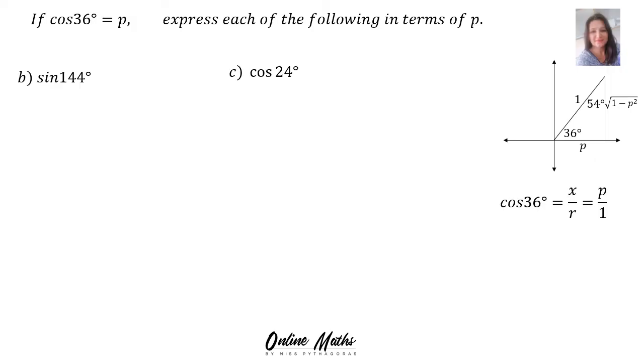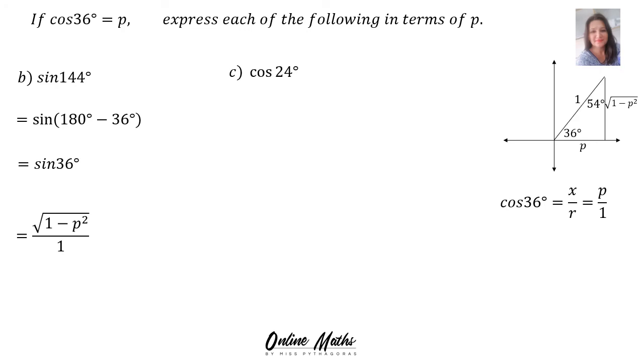So number B is asking for sin 144. Again, it's not an acute angle, so we use the grade 11 reduction formula. Sin (180 minus 36), and it becomes sin 36. And then there's your triangle. Sin's ratio is y over r, therefore it's root 1 minus p squared over 1.